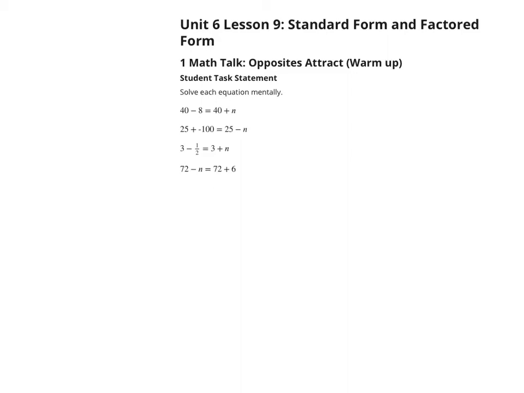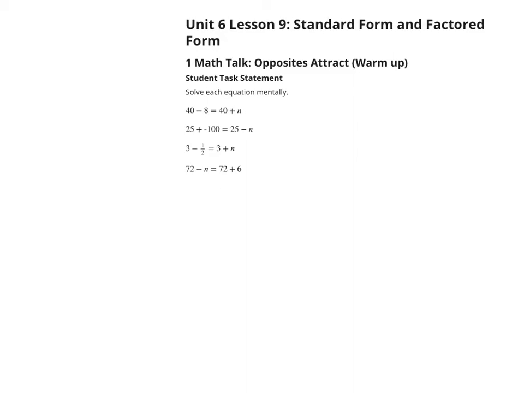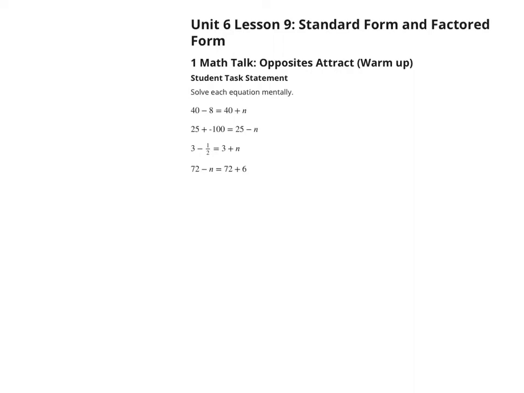I'm not really good with mental solving, but if I look at that first one, if I have 40 minus 8 and 40 plus n, I would think n would equal negative 8, because then both the left and the right side would look exactly the same. Okay, if I look at this one, 25 plus negative 100 and 25 minus n, it looks like n would be 100. True? All right.